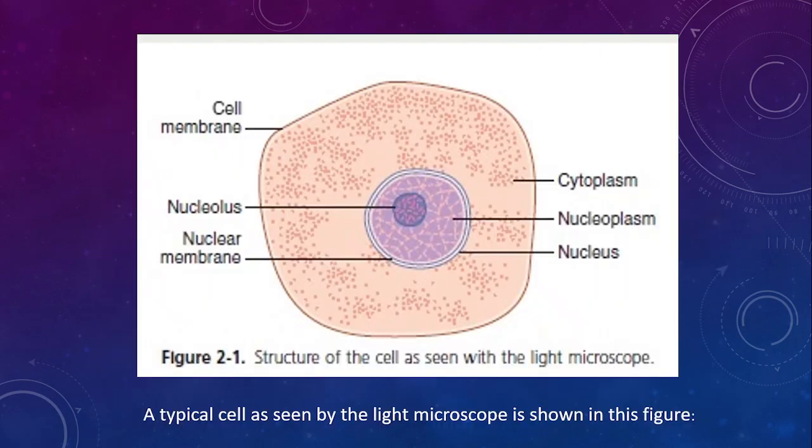Now this is a picture showing the structure of the cell as we can see it through the light microscope. This portion is the cytoplasm, and in the center there is the nucleus, and in the center of the nucleus there is another structure, the nucleolus. It contains chromatin and nucleoplasm, and this is the limiting membrane of the nucleus, the nuclear membrane.